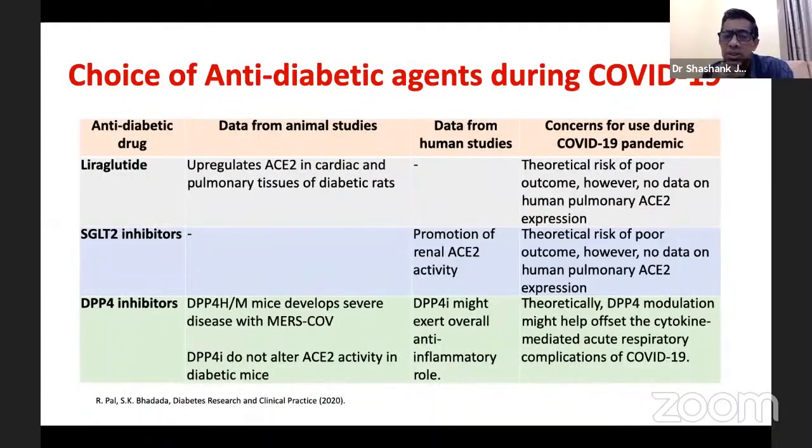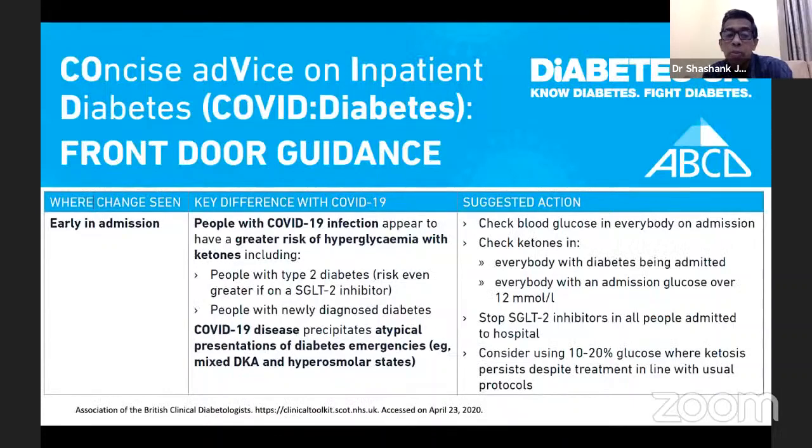Liraglutide has a similar risk. SGLT2 inhibitors actually promote renal ACE2 activity. And gliptins are probably the only agents. You know that DPP4 was the receptor for MERS-CoV. DPP4 inhibitors do not alter the ACE2 activity in diabetic mice. And DPP4 inhibitors might have an anti-COVID role, just like metformin may have.